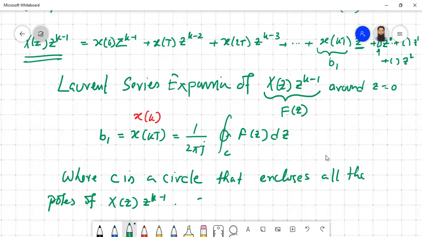So all the poles, what does it mean? Maybe z1, z2, up to zn. So all the poles are enclosed. Then we can write b1 in this way, and b1 is basically nothing but that particular value. Now, this is for one particular pole, but if you have multiple of them, z1, z2, z3, up to zm, it goes in that way.